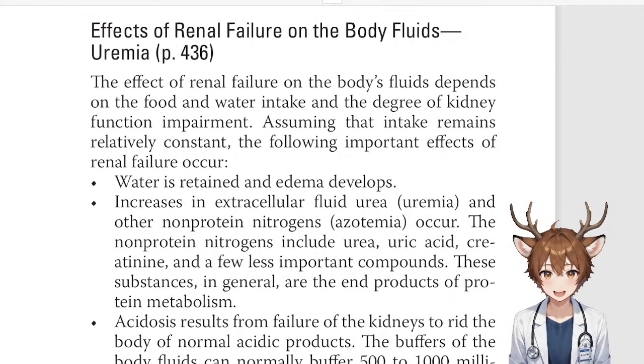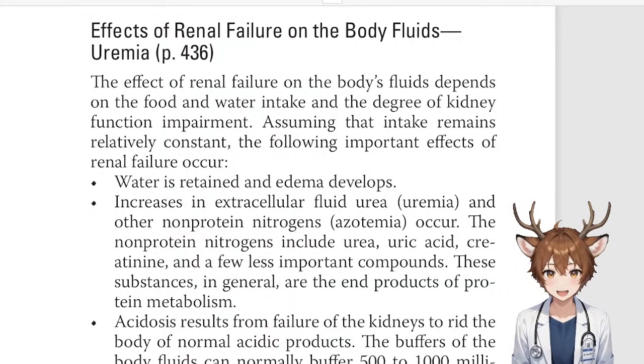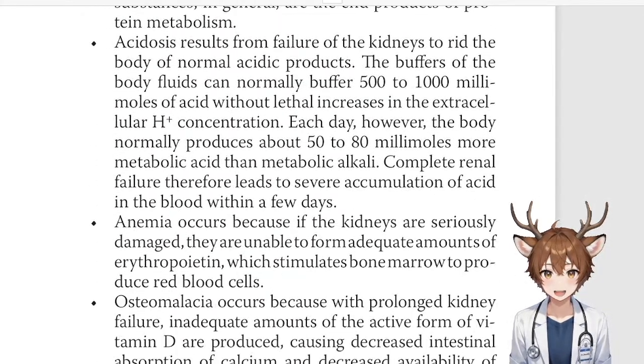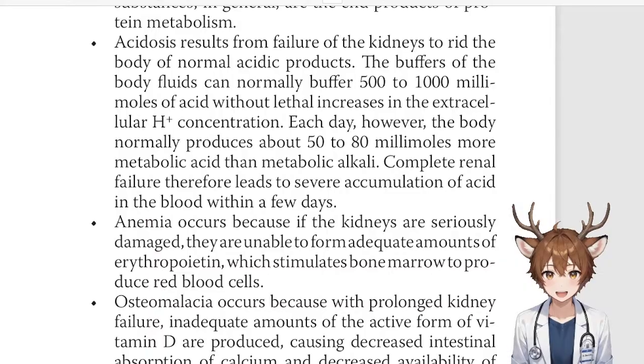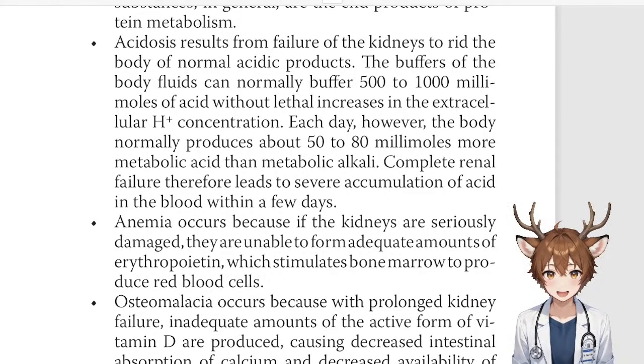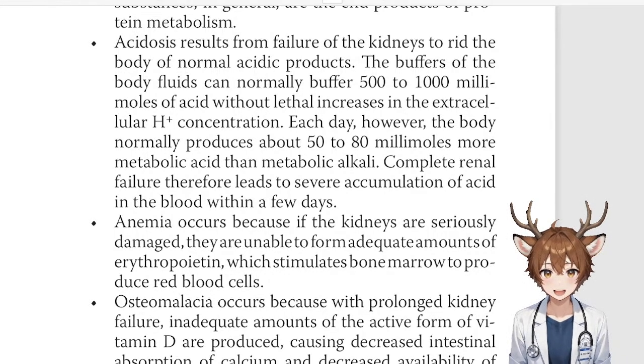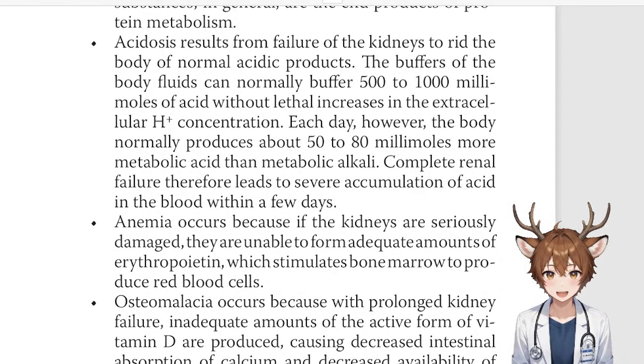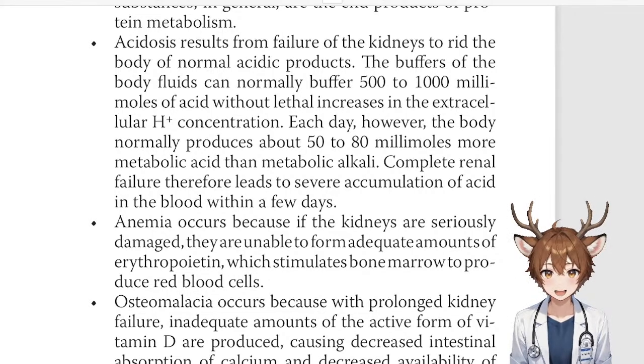These substances in general are the end products of protein metabolism. Acidosis results from failure of the kidneys to rid the body of normal acidic products. The buffers of the body fluids can normally buffer 500 to 1,000 millimoles of acids without lethal increases in the extracellular hydrogen ion concentration. Each day, however, the body normally produces about 50 to 80 millimoles more metabolic acid than metabolic alkali. Complete renal failure, therefore, leads to severe accumulation of acid in the blood within a few days.